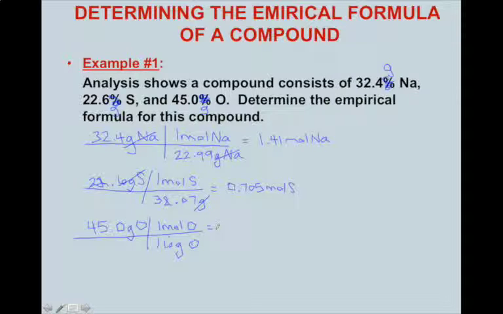Just look up determining empirical formula. Alright, I've got all my moles. I've done the first step. Now I've got to divide all 3 of these numbers by the smallest of them, okay? Because I've at least got to have 1 mole of whatever the smallest is. And what you do to one, you have to do to the rest. So we're going to divide all of these by 0.705.